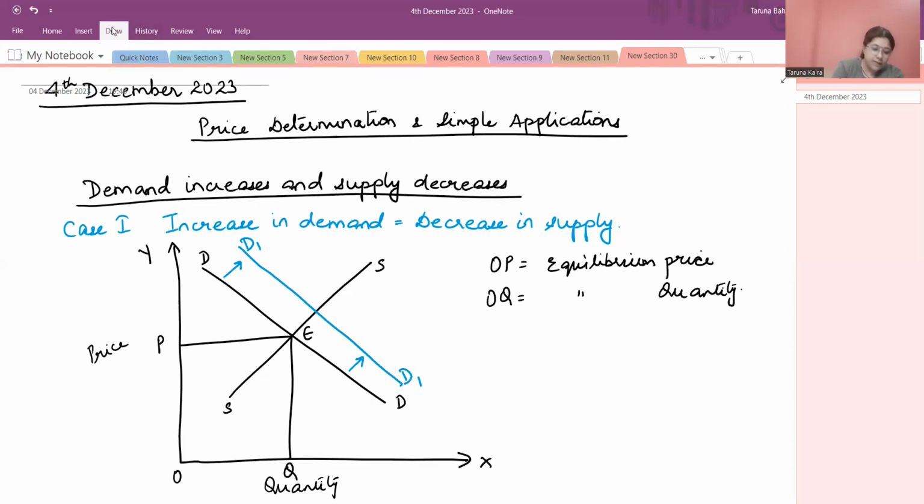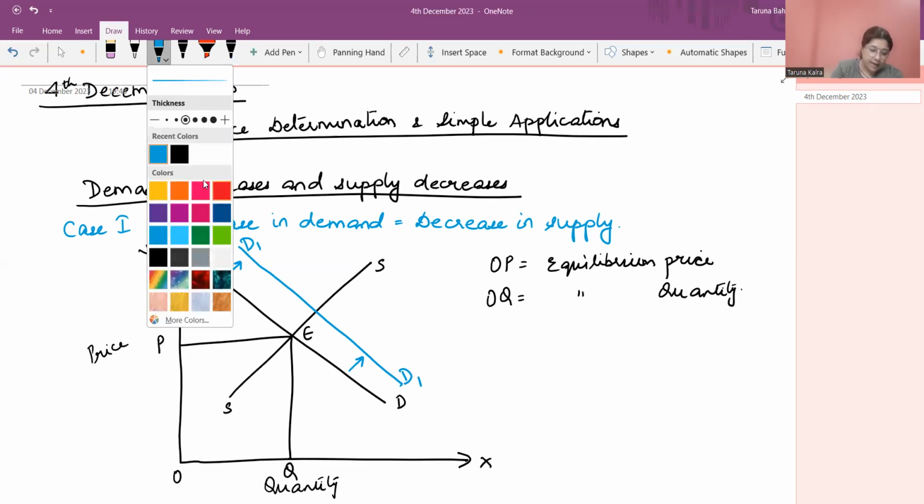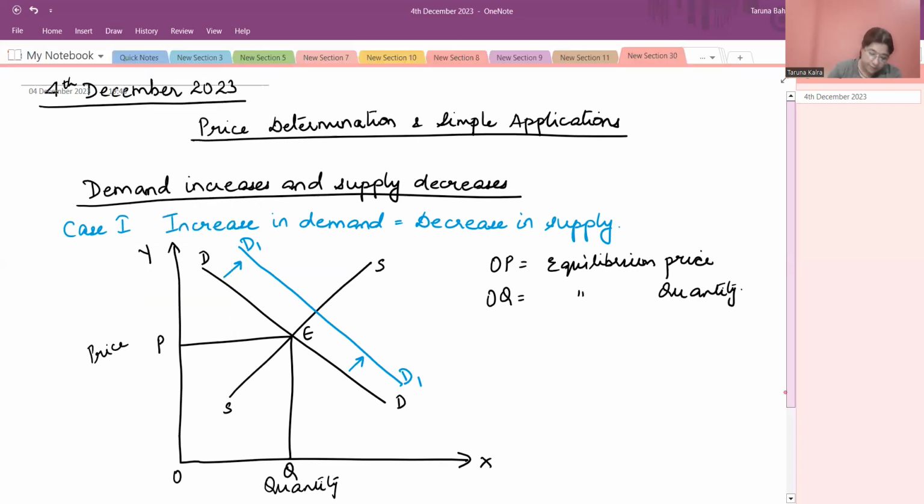Proportionate means, beta, that by as much as demand has increased, your supply will decrease by the same amount. And see how it is going to look. It's like this. When your supply decreases, it is going to shift leftward. Now see what the impact is.